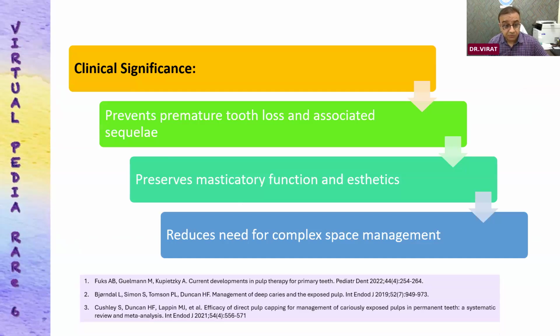The clinical significance lies in that it prevents premature tooth loss and associated sequelae, and it preserves the masticatory functions and aesthetics. It also reduces the need for complex space management procedures.